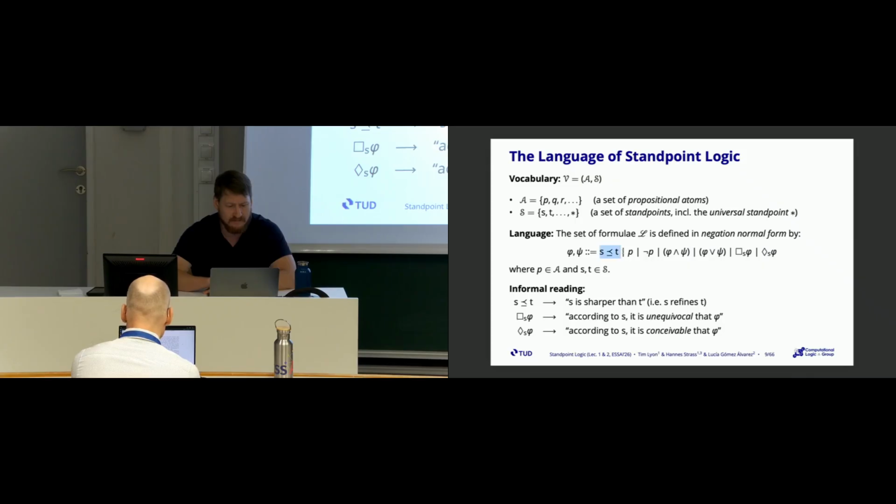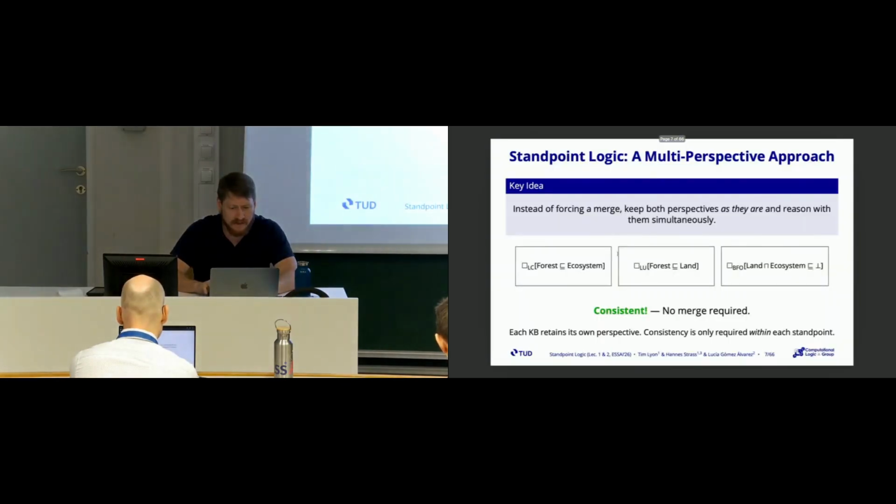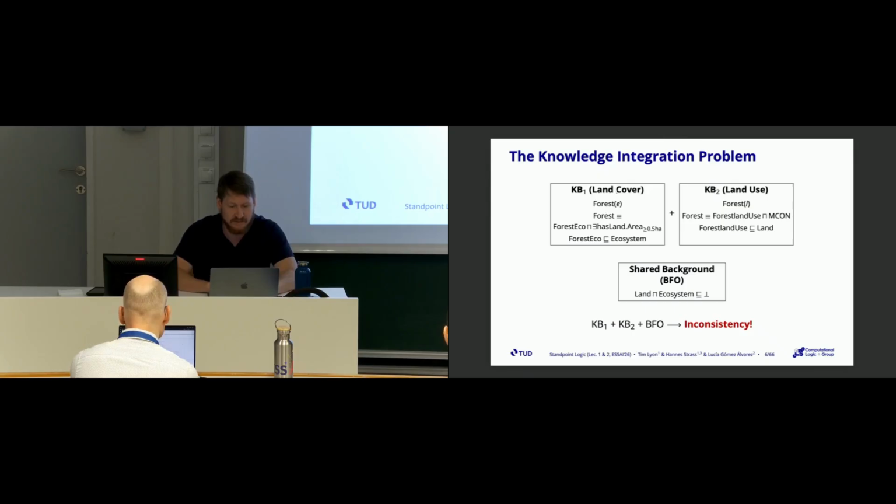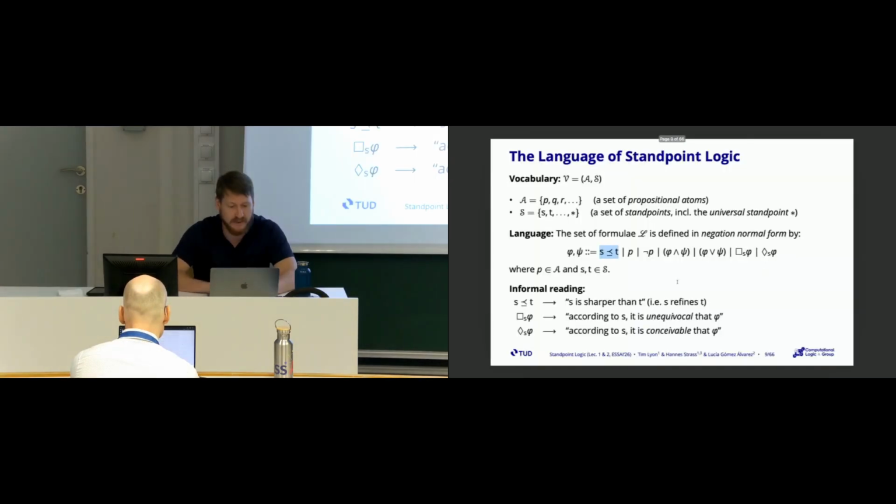So we have, as a base case in this BNF grammar, statements called sharpening statements. This essentially expresses that S is sharper than T. Now, S and T are standpoints, and what this means is that the standpoint S inherits the information from standpoint T. That's the idea. So in the previous example, if we go back, we had that the land cover perspective inherited the perspective of the BFO, and same with KB2. Right? So it was sharper than that standpoint. I will be giving a formal semantics for this language as well that will make all these interpretations precise.